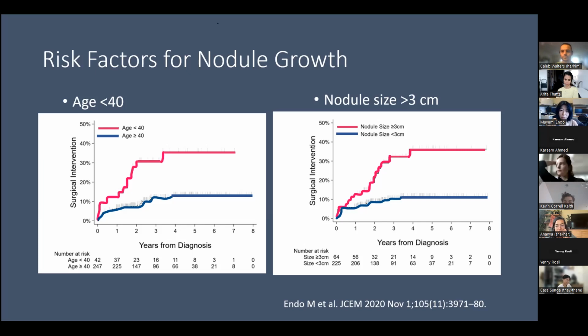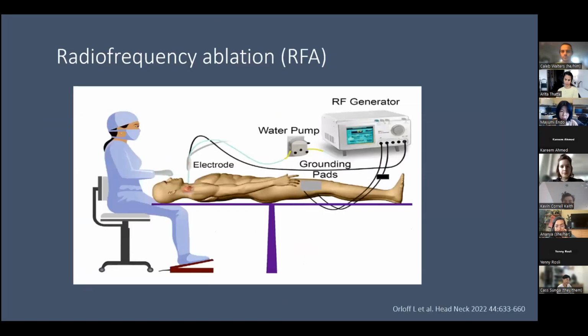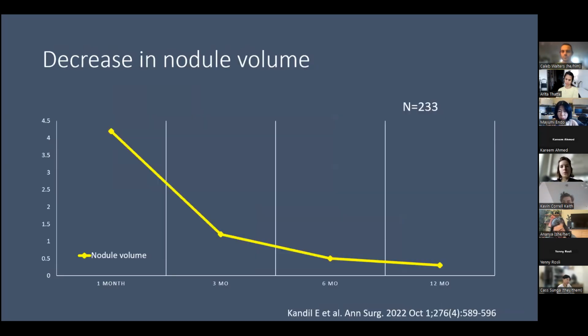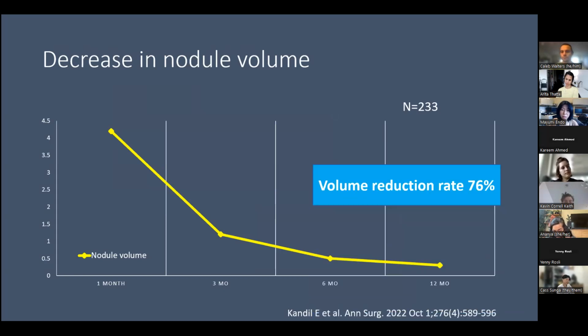And there came a non-invasive option called radiofrequency ablation. What this is, it's pretty simple. You stick this unique kind of needle into a target thyroid nodule, connect this needle to a machine, flip the switch on, then the tip of this needle gets heated, and it will shrink down the thyroid nodule by heat coagulation. Simple as it is. You may not think it's that effective, but it's actually pretty effective. This is the data from Johns Hopkins and Tulane. They did radiofrequency ablation in 233 patients, and the volume reduction rate after 1 year was 76%.